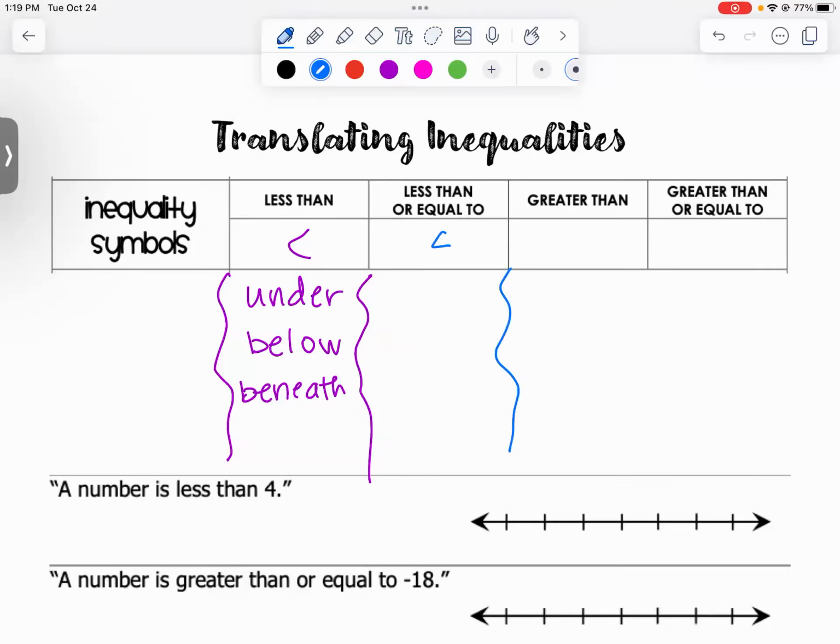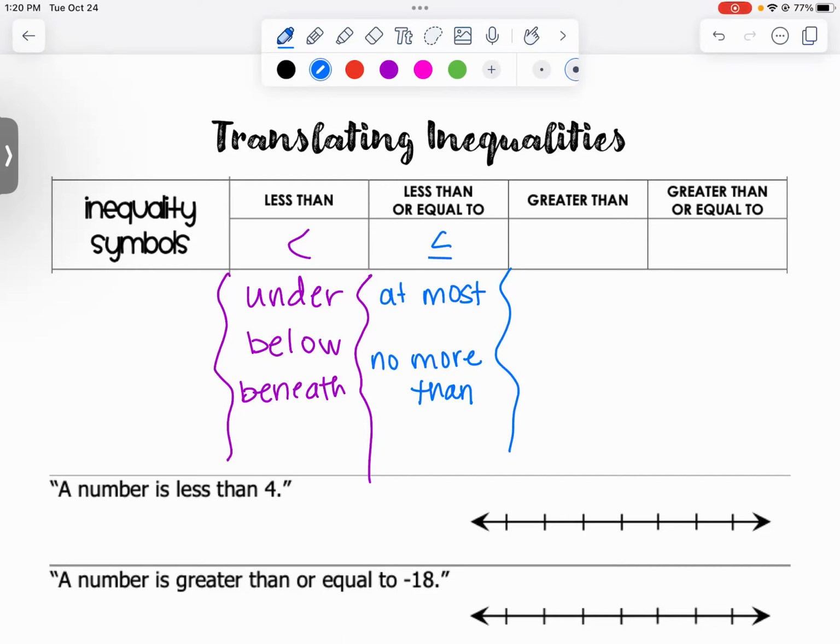Okay, less than or equal to. Now we can be equal to. Peyton, you have an idea for something that this might be? No, I just know the thing with the line. Gotcha. At most means less than or equal to. No more than means less than or equal to.